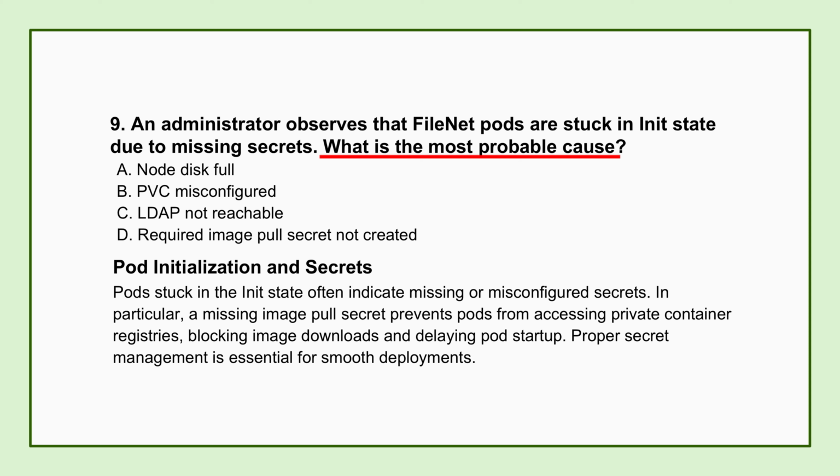This is a classic facepalm moment in IT operations sometimes, and it raises an important point about pod initialization within Kubernetes itself. The most probable cause, especially if they're stuck in init and secrets are suspected, is almost always that the required image pull secret was not created or not configured correctly. Without that specific secret, which is basically just the credentials needed to authenticate against your private container registries, the pod simply cannot download the container images it needs to even begin starting up properly.